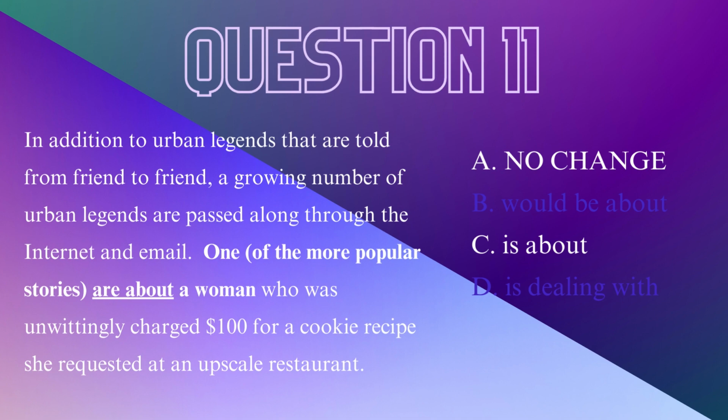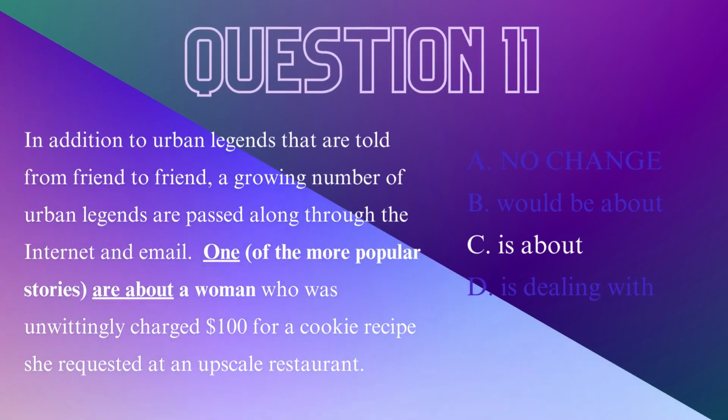I often tell my students to be careful and put prepositional phrases in parentheses to isolate the accurate subject of the sentence. Of the more popular stories is a prepositional phrase. Ignore it. The subject of this sentence is one. So is one plural or singular? One is singular. You wouldn't say one are about a woman. You would say one is about a woman. Therefore, choice C is correct.